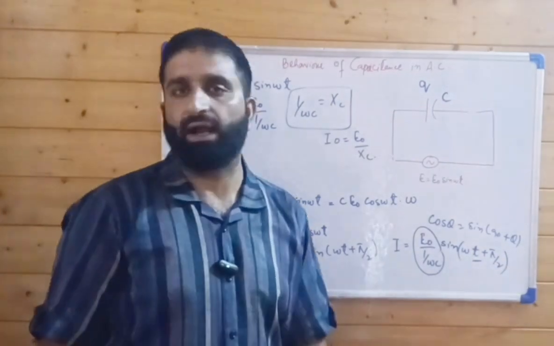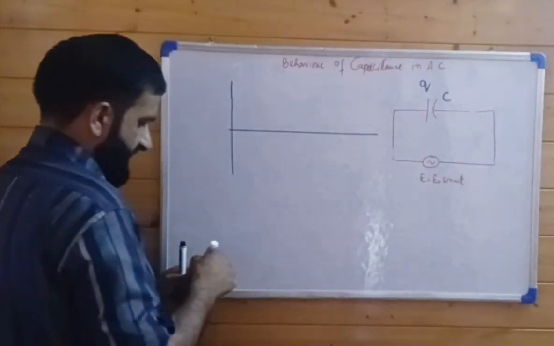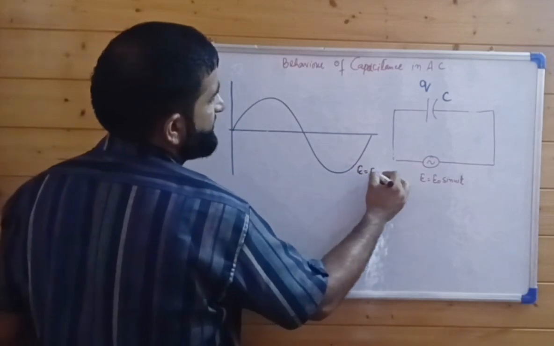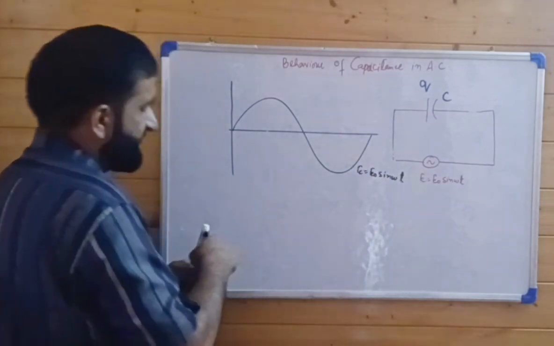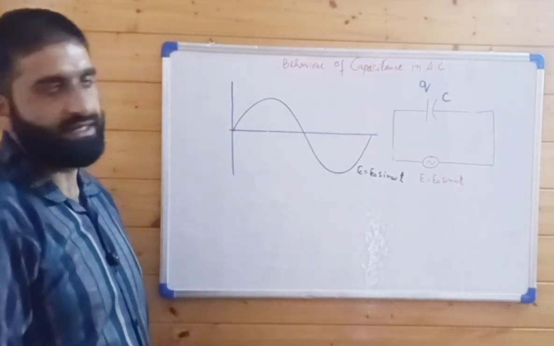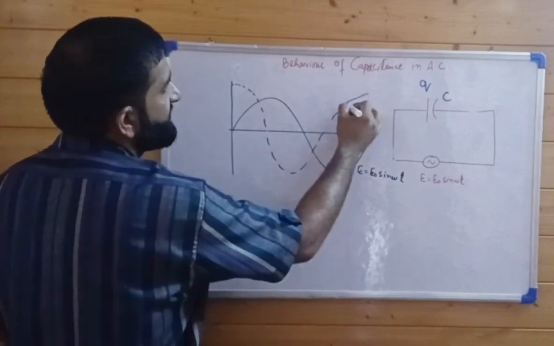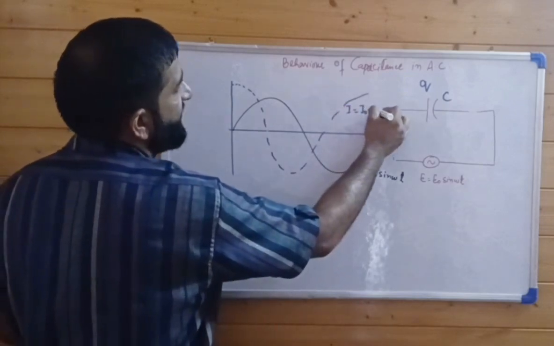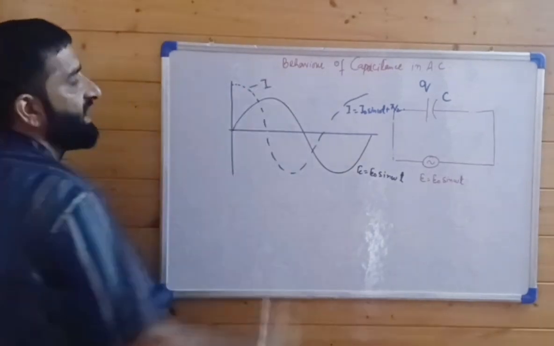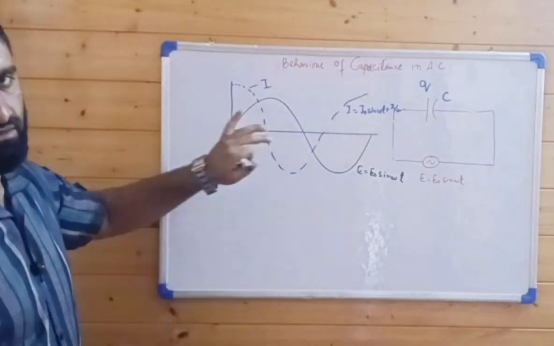Now let us take a look at the waveforms and the phasor diagrams. When we talk of the waveforms, here E is E0 sine omega t. That means we have this waveform, E is equal to E0 sine of omega t. As the current leads by a phase angle of pi by 2, lead is shown by an anticlockwise angle. That means the current starts from here. So this is I is equal to I0 sine of omega t plus pi by 2. So this is the current I. The waveform of the current leads the waveform of the voltage by a phase angle of pi by 2.